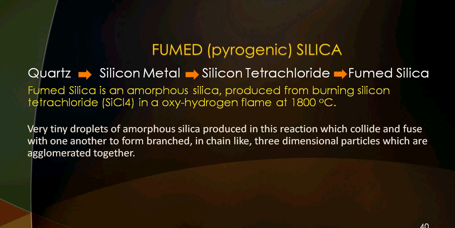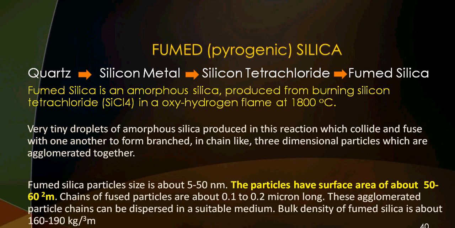Very tiny droplets of amorphous silica are produced in this reaction, which collide and fuse together with one another to form branched chain-like structures, three-dimensional particles, which are agglomerated together, and after that we can grind them. Fumed silica particle size is about 5 to 50 nanometer. The particles have a surface area of about 50 to 60 square meter per gram. I hope you understand that if we put 1 gram of particles, which is not possible, side by side, they will cover an area of 50 or 60 square meter.